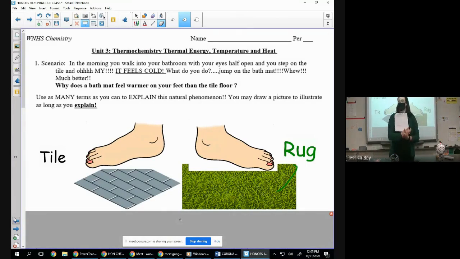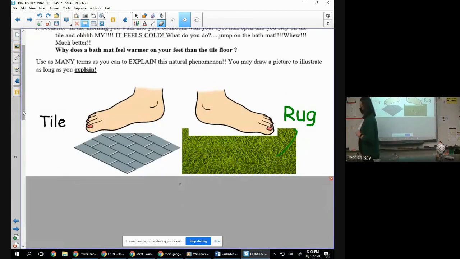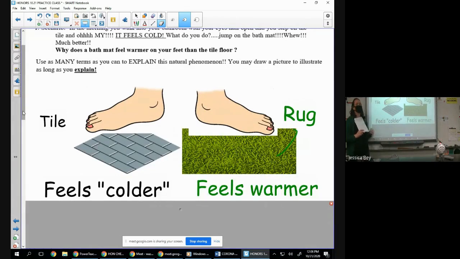Not the first page because that was the lab, the second page. I don't want you to do number 2. It's a waste of your time. But there are 2 of these heat scenarios I want you to talk about for me. The first one: when you wake up in the morning and you go into the bathroom and you step on the tile, what does it feel like? Feels cold. So you jump onto the rug or the carpet, and that feels a little bit warmer, correct?